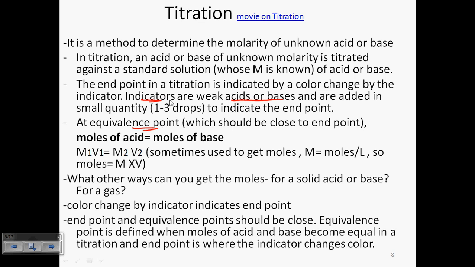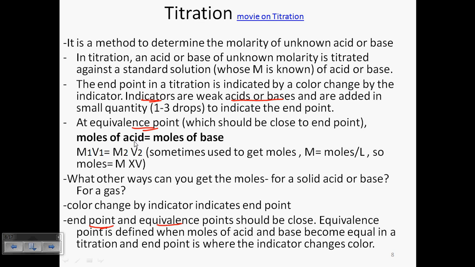Actually, the point where indicators change color is called the endpoint, and in a good titration you'd hope that the endpoint and equivalence point are fairly close, negligibly different, so that you can almost use this point as the equivalence point or endpoint.